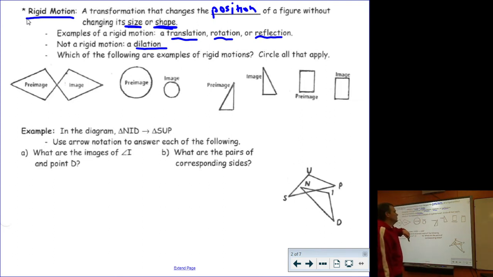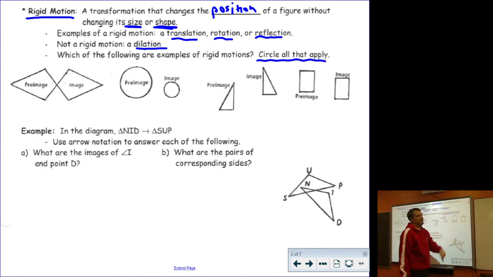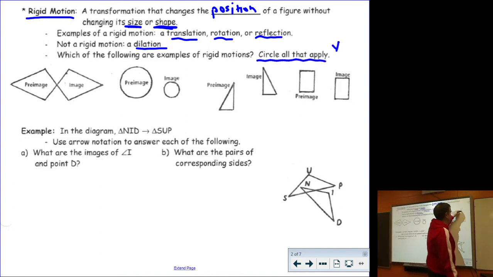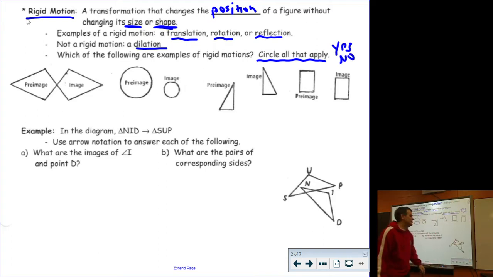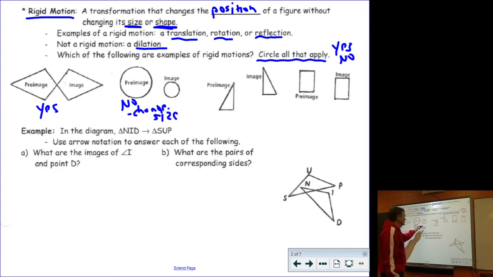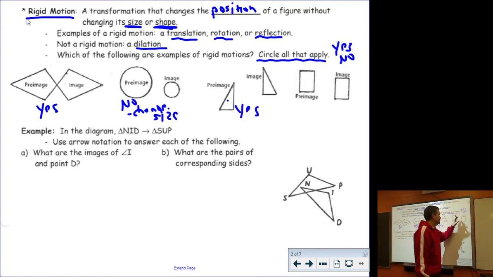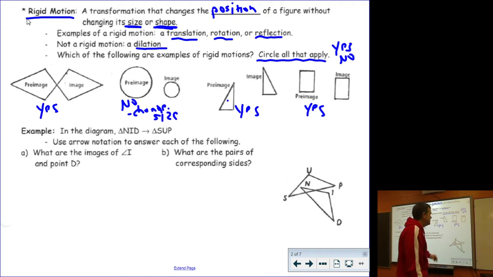So which of the following examples are rigid motions? It says circle all that apply. I think I'm just going to write yes or no. Are they a rigid motion? So the answer here would be yes, because the size and shape did not change. But this one would be no. It changed size. I think over here, these two, the size and shape seem the same, so yes. And I'm a little torn on this one, but I measured them and they seem the same, so I'm going to say yes. No, it seems like the one on the left might be a tiny bit bigger. I'm not sure.